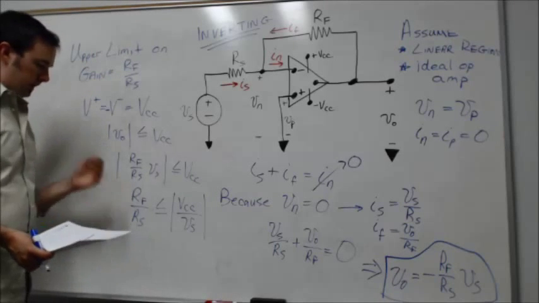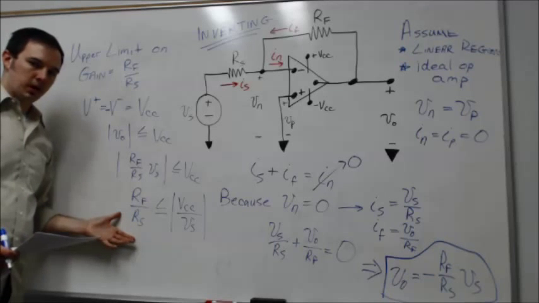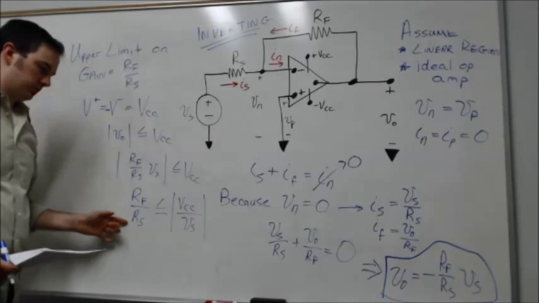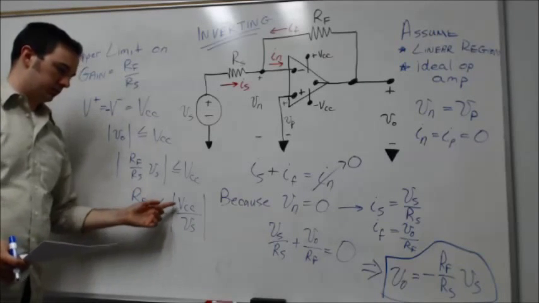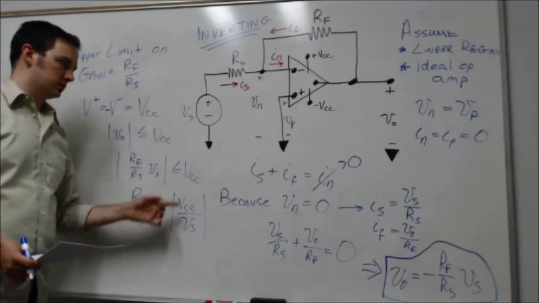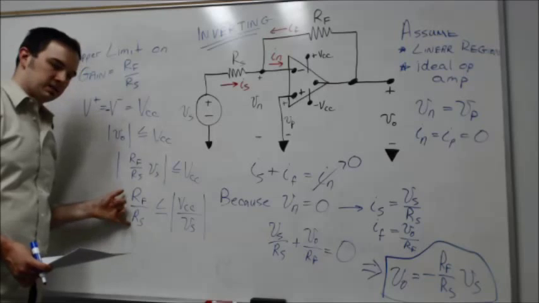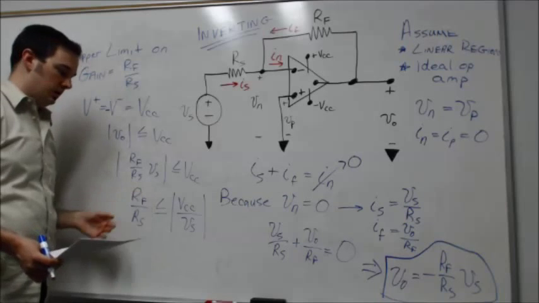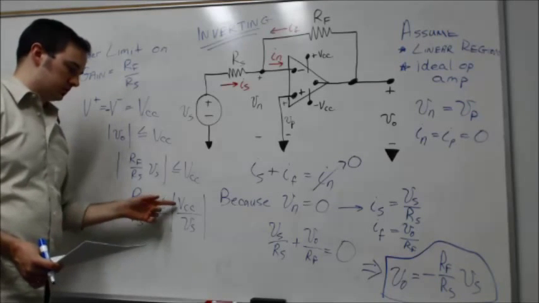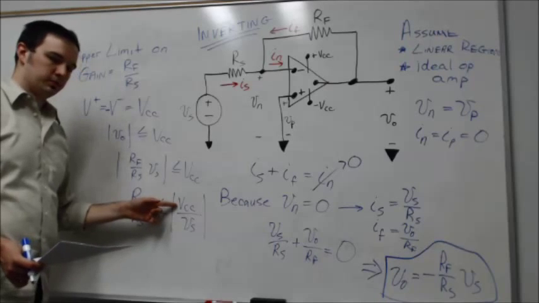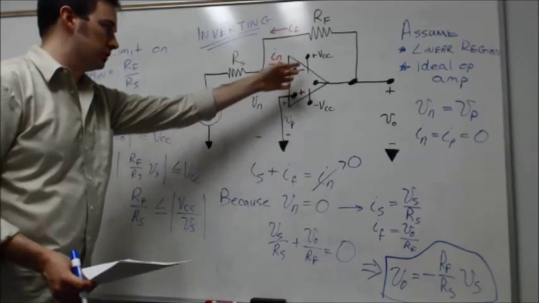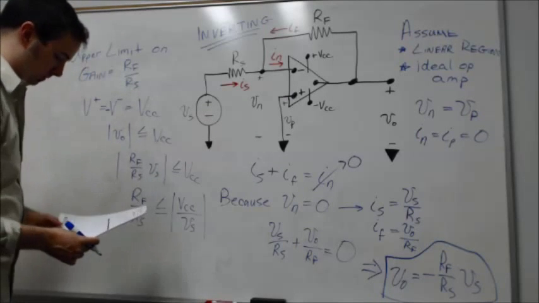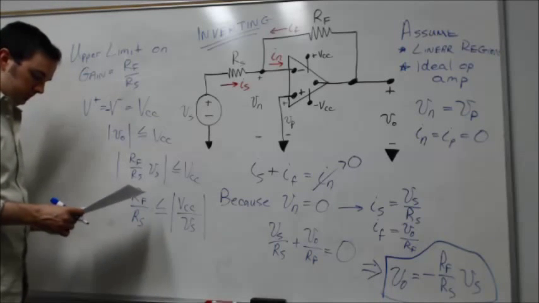Okay, so this is now defining the upper limit of the gain that I can get, because this RF over RS proportion has to be less than VCC divided by VS, our input voltage. This is the maximum amount of gain I can get out of my circuit. So if I want more gain with given resistor values, I need to either increase my VCC, the supply voltage to my op amp, or lower my input voltage. But then I have a lower signal that I'm working with.